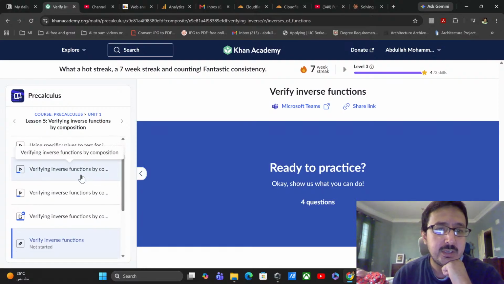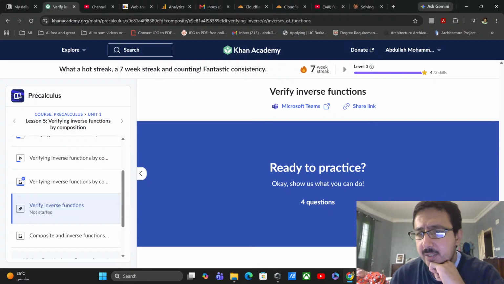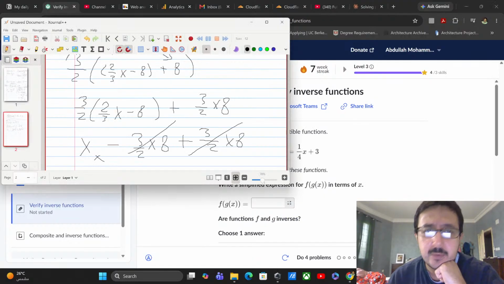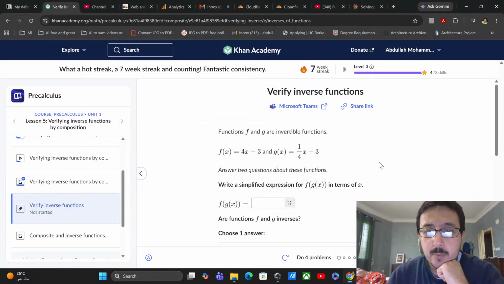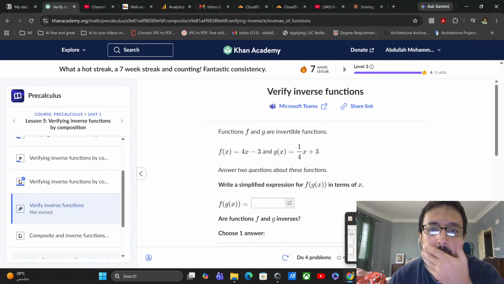Let's do the exercises. What are we at? Oh my god, are we still left? We got ready to practice. Let's do some practice. Give me a new paper. Functions f and g are invertible functions. Answer two questions about this. Write a simplified f(g)(x) in terms of x. Are functions f and g inverses? We have to answer the two questions.